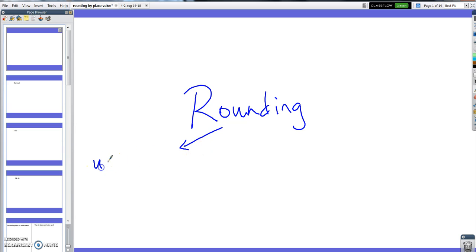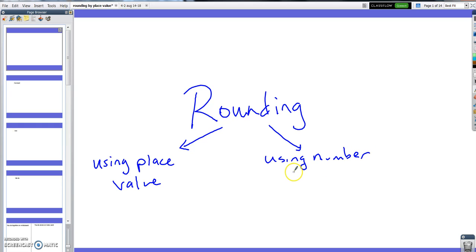We're going to use two strategies for rounding. We're going to use place value today, and we're going to use number lines tomorrow. So if you want to include both, you can use this page both today and tomorrow in your notes, so go ahead and pause the video and copy your title now.